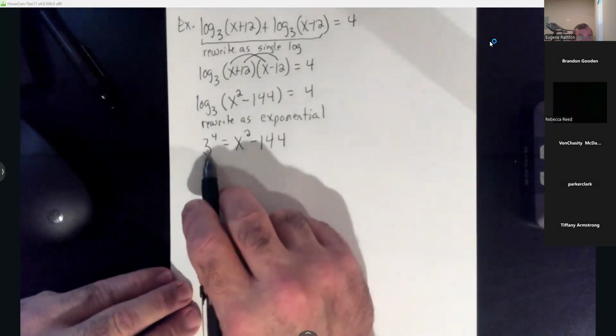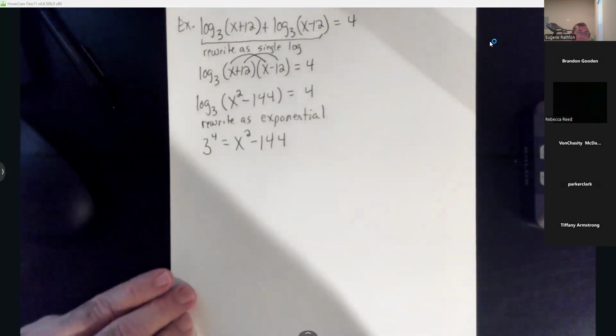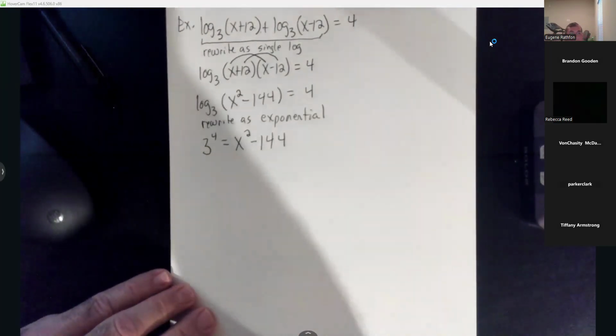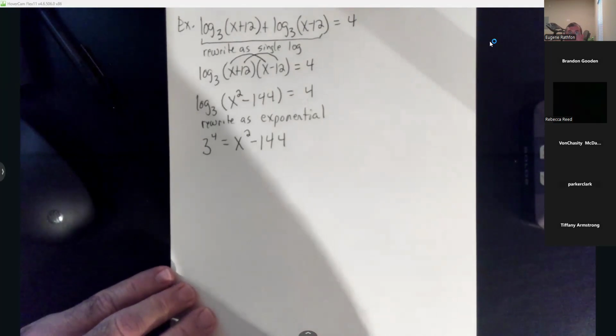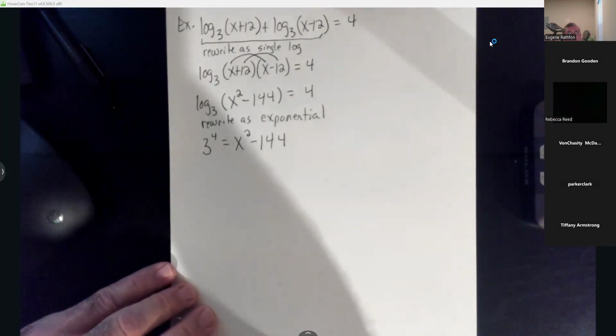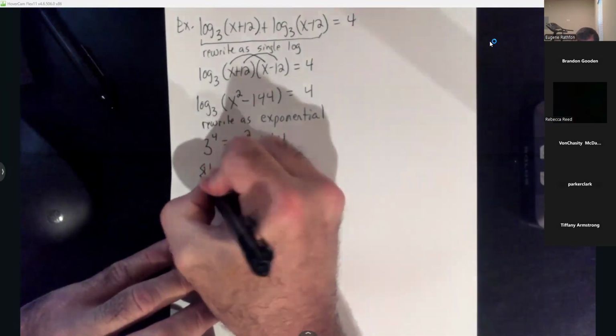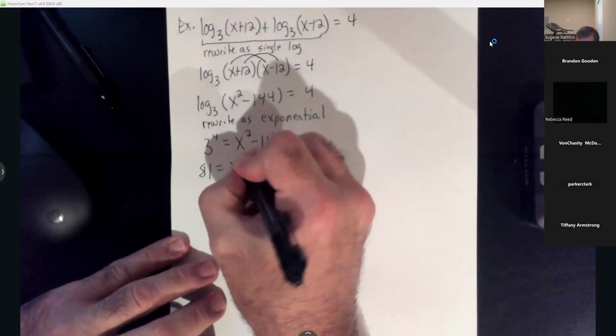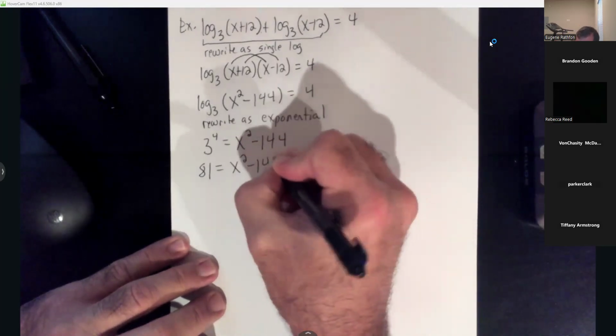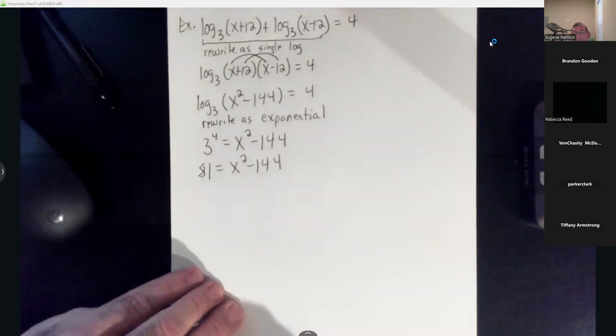All right, y'all, let's see. 3 to the fourth power. That'd be what? 3 times 3 times 3 times 3. Ooh, that's a lot of threes. So that equals, looks like 81 on that, right? That's going to equal x squared minus 144.